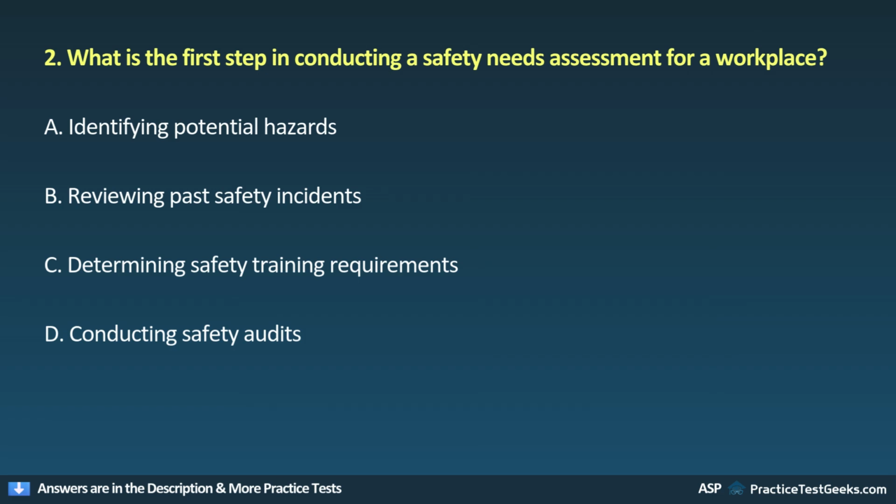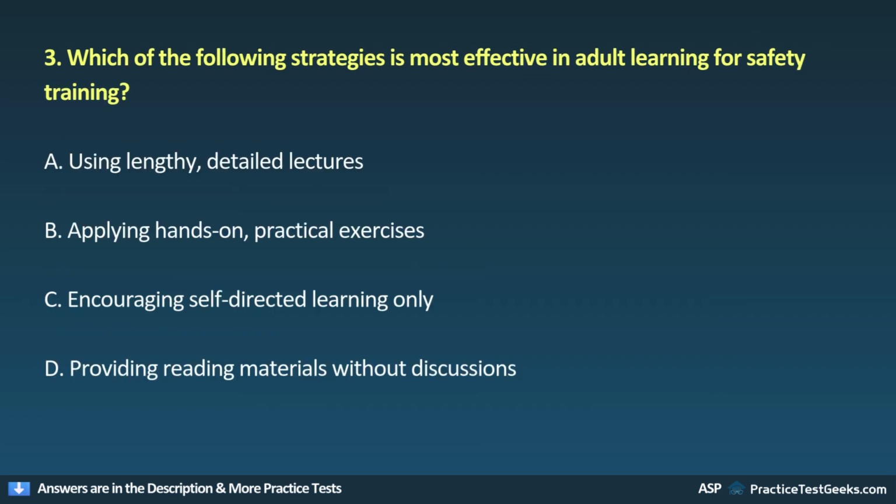2. What is the first step in conducting a safety needs assessment for a workplace? A. Identifying potential hazards. B. Reviewing past safety incidents. C. Determining safety training requirements. D. Conducting safety audits.